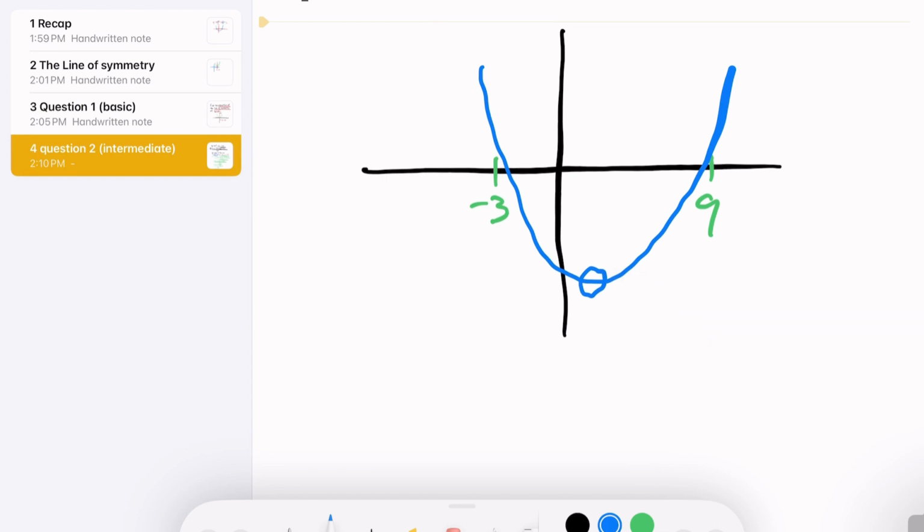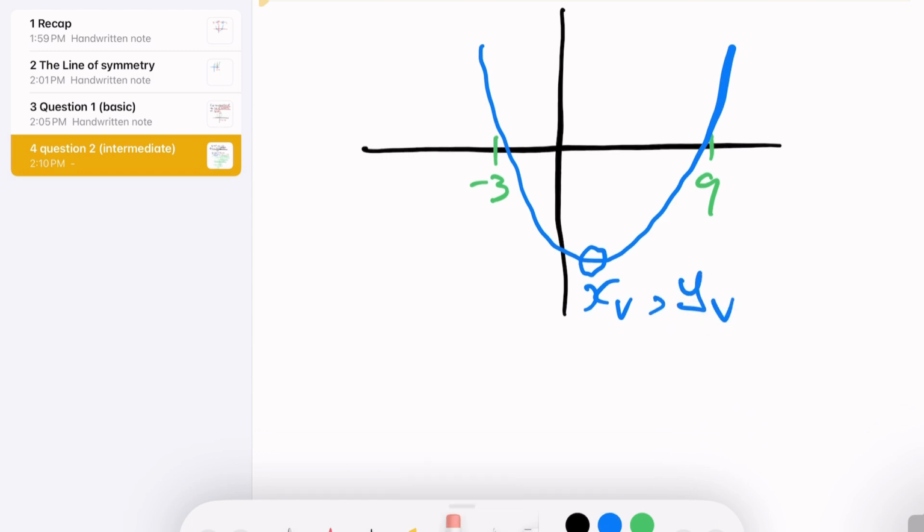The vertex has two coordinates. An x coordinate, let's name it xv, and a y coordinate, let's name it yv. So now notice that if I draw a vertical line that cuts through xv, like so, this vertical line is in fact the line of symmetry because it cuts the parabola in half.